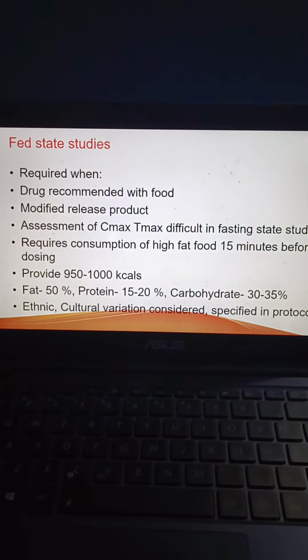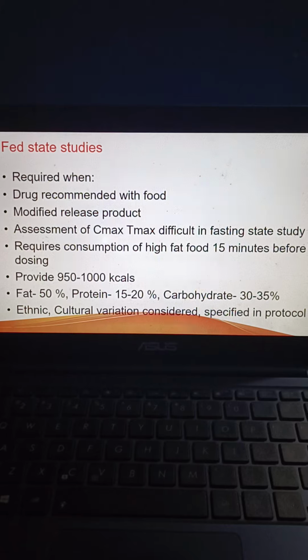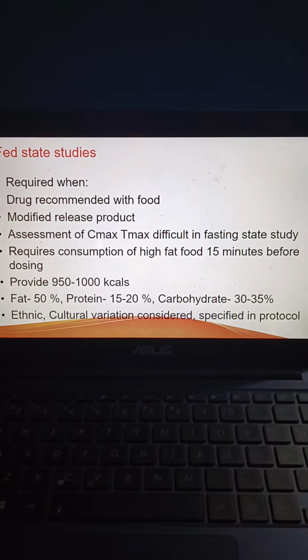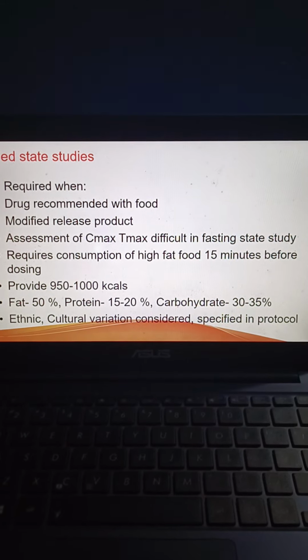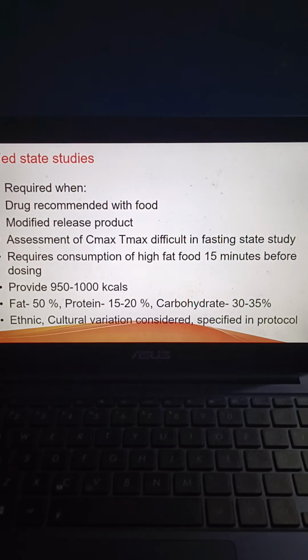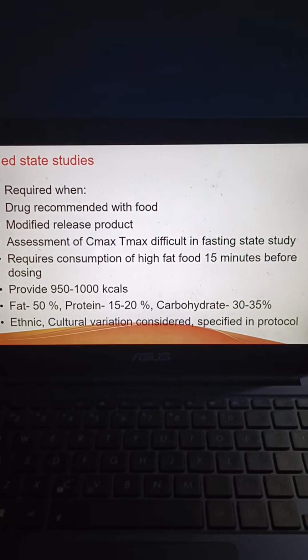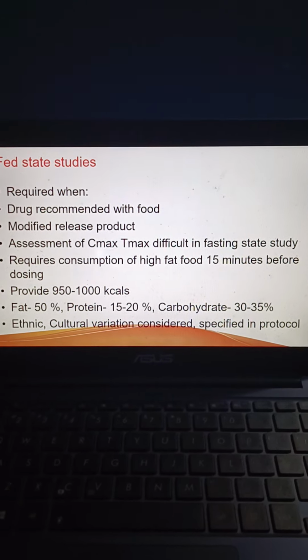Then fed state studies, required when drug recommended with food, modified release product, assessment of Cmax, Tmax, difficulty in fasting state study. Requires consumption of high fat food 15 minutes before dosing, provide 950 to 1000 kilocalories, fat 50%, protein 15 to 20%, carbohydrate 30 to 35%, ethnic cultural variation considered specified in protocol.